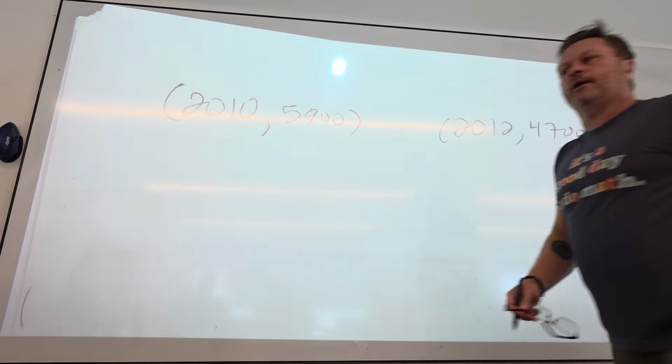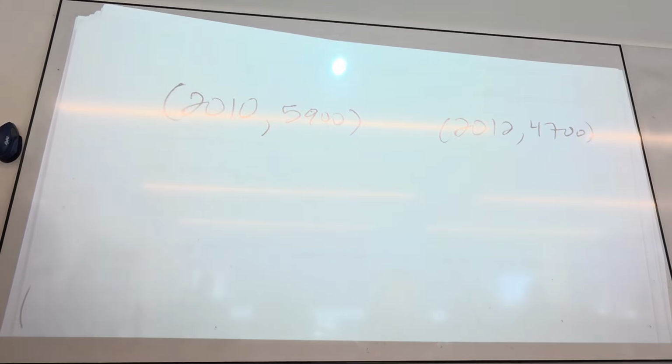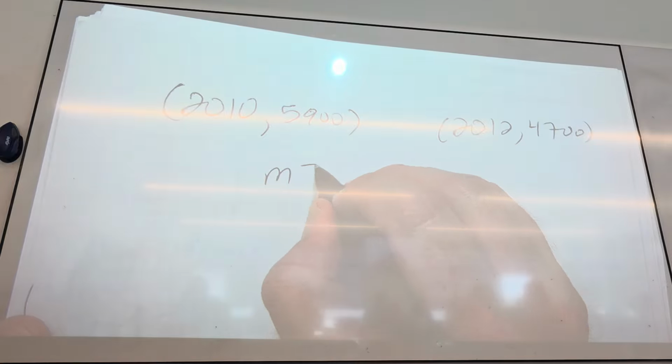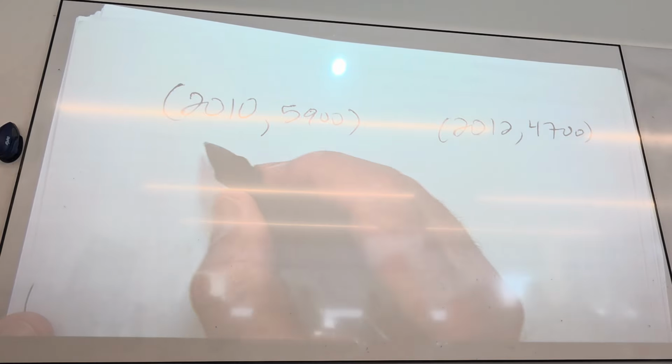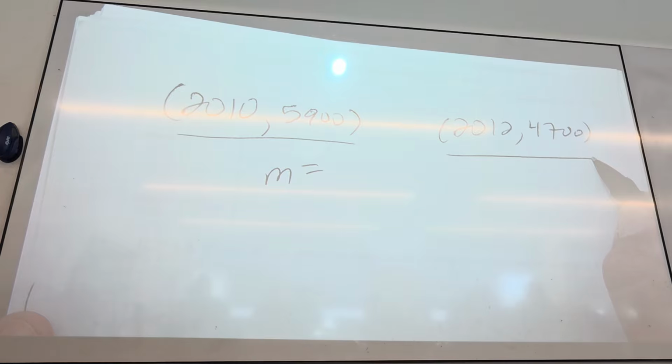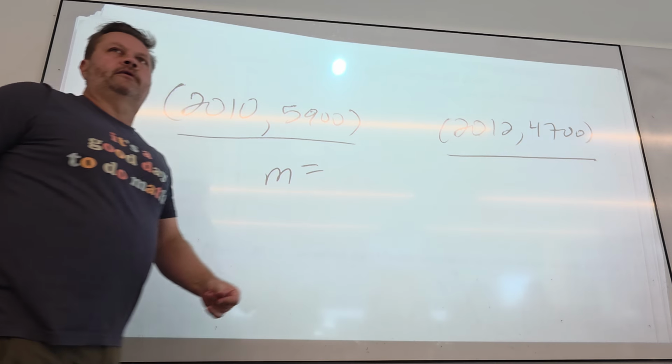So how do I get the equation? y equals mx plus b. Almost. I definitely need the slope, yes? Did they give me the y-intercept? No. Rise over run.